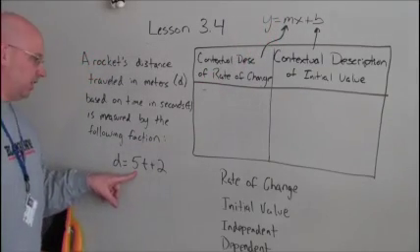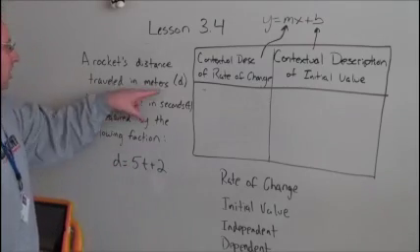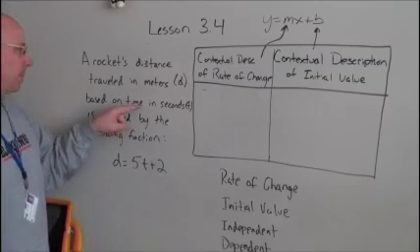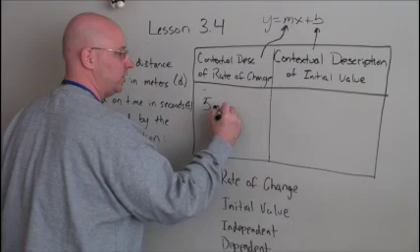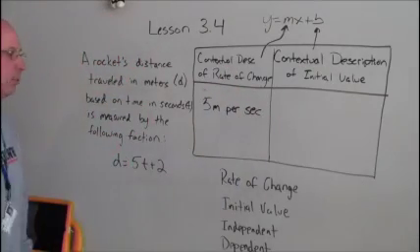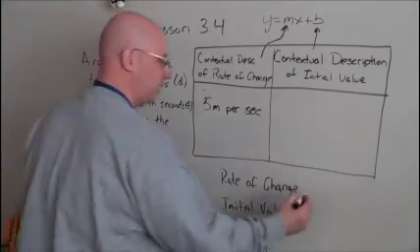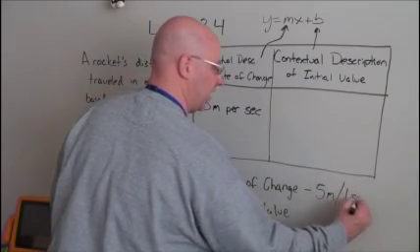So look in here, this is my rate of change. And what does that mean? Well, we're talking about distance in meters, so that means that it's 5 meters, and it's in seconds, so 5 meters per second. That's what that means in this particular problem. That is also our rate of change. So 5 meters per second. 5 meters in 1 second.